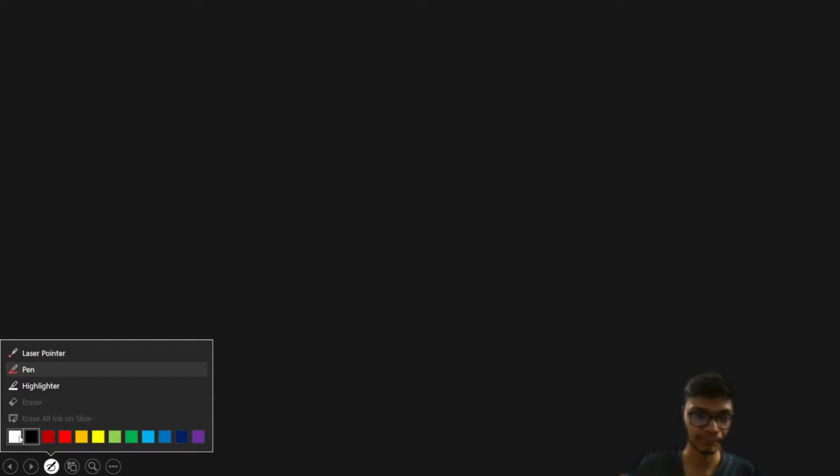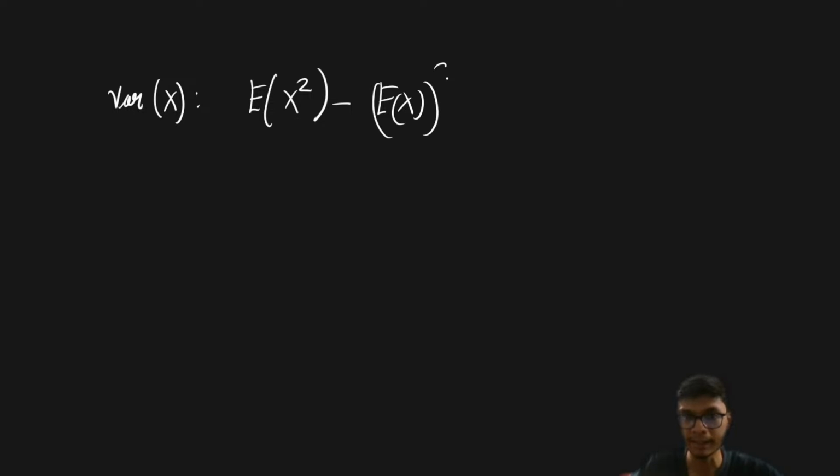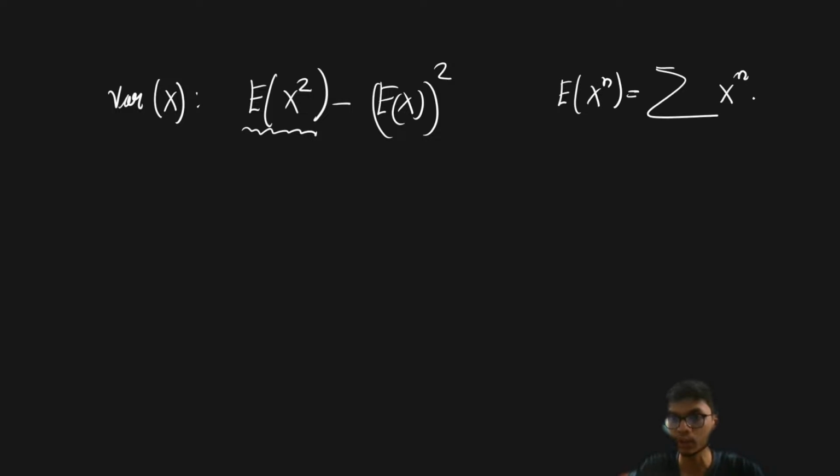So the variance of the variate x is simply given as expectation of x square minus expectation of x whole square. That is the definition of variance. Expectation is basically nothing but the moment. So if I write expectation of x to the power n, it is a summation of x to the power n into the probability distribution of xi.